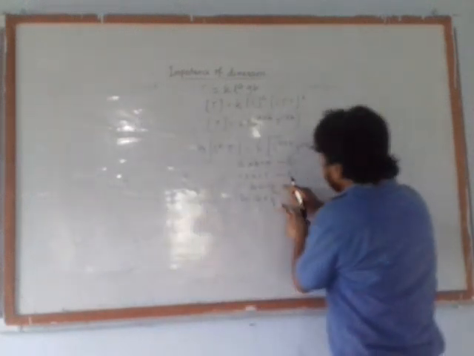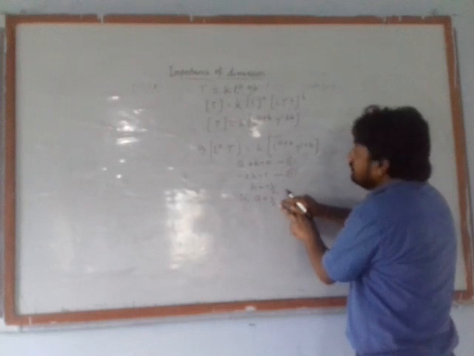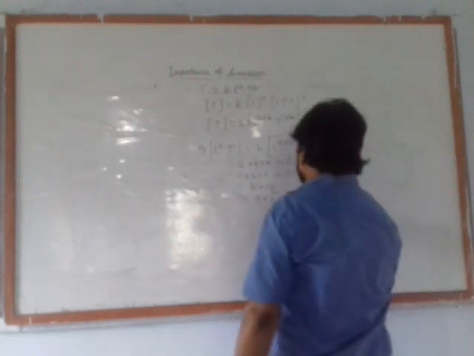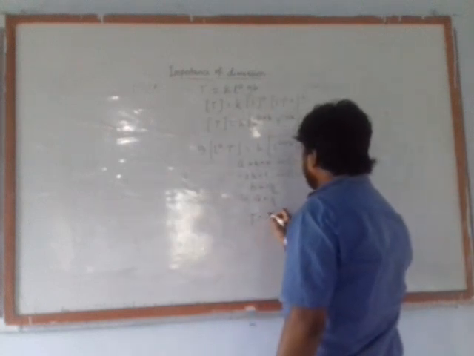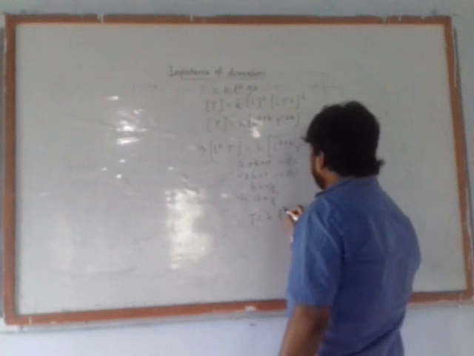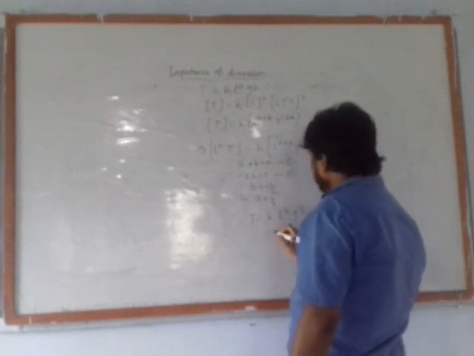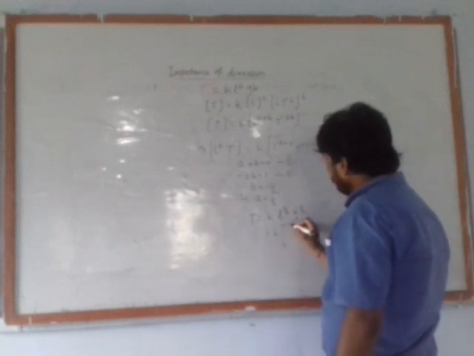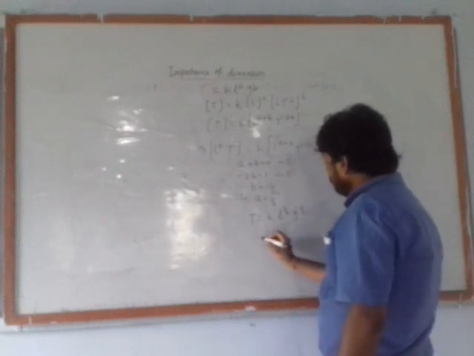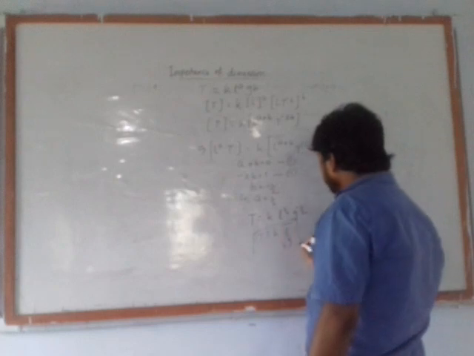Now we put this value of B and A here. So T will be K times L to the power half and g to the power minus half. Means T is K times root over L by g. So this is your required expression.